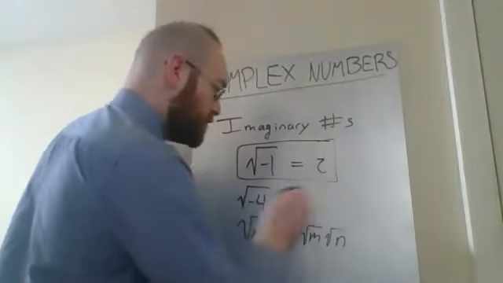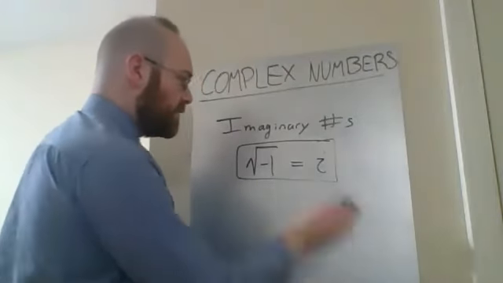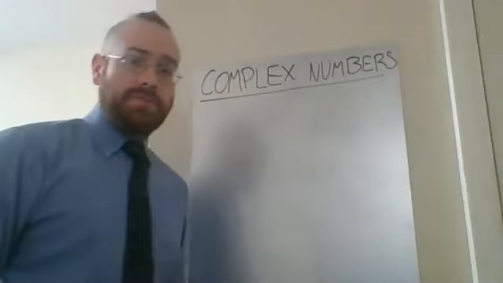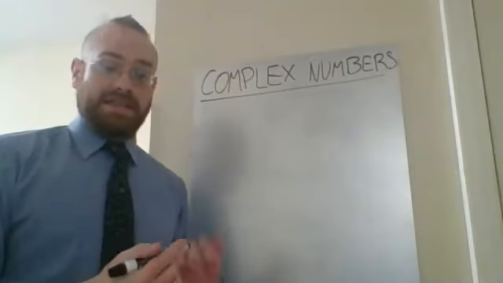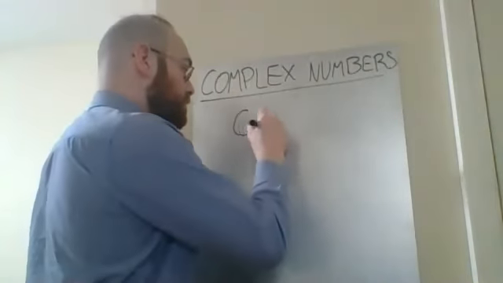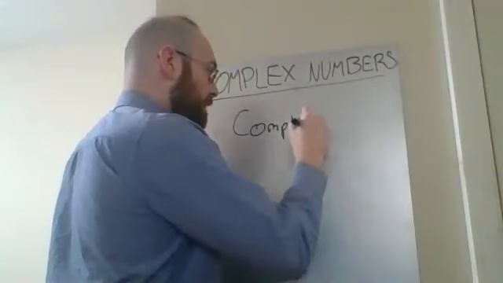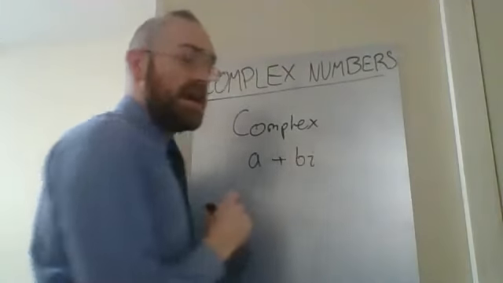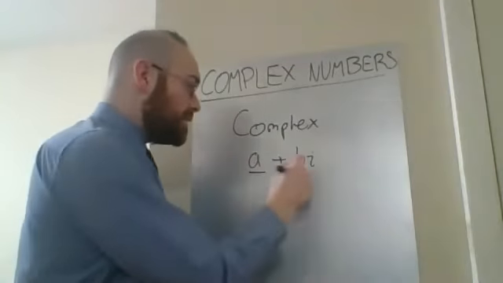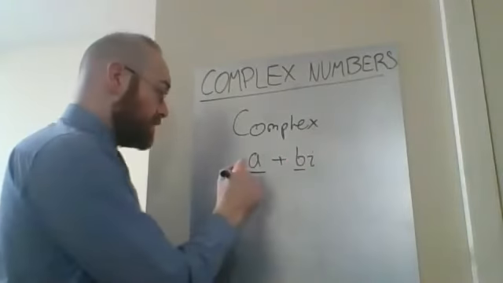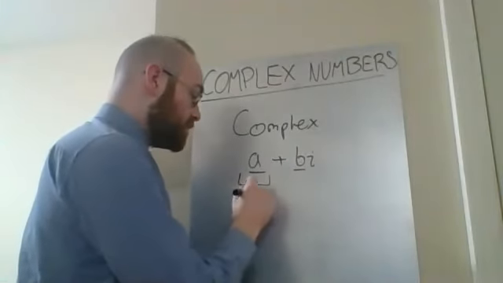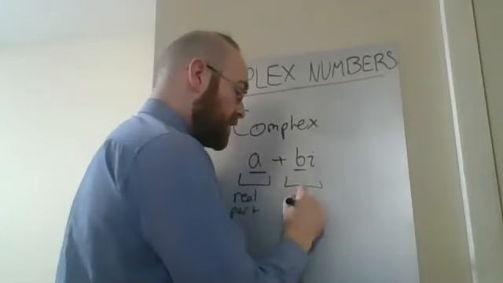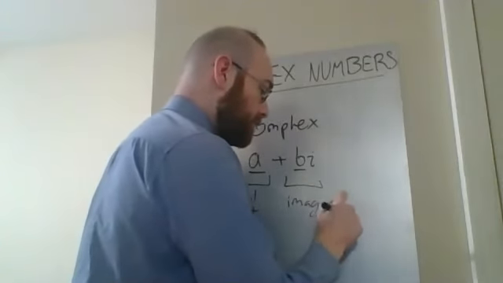Imaginary numbers and complex numbers are not quite the same. Imaginary numbers just have an i in them, but a complex number is usually written in the form a + bi, where a and b are two real numbers. a is called the real part, and bi is called the imaginary part.